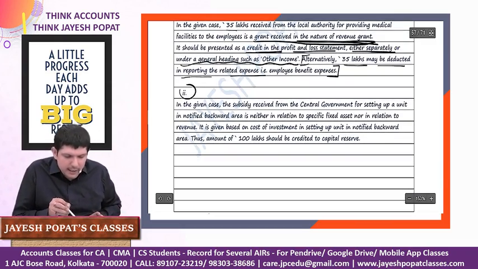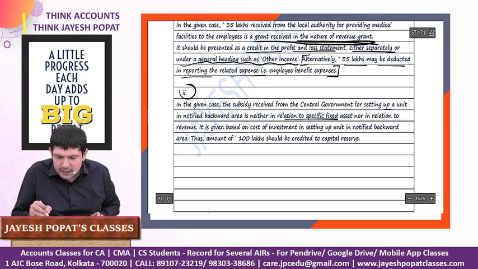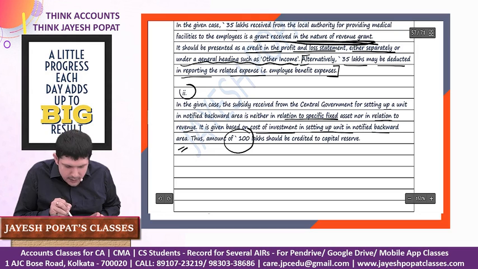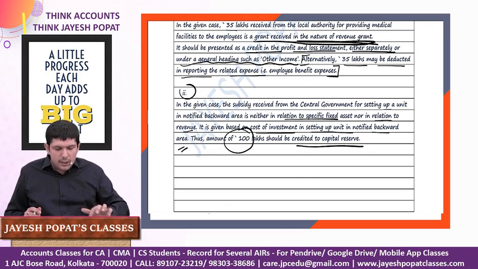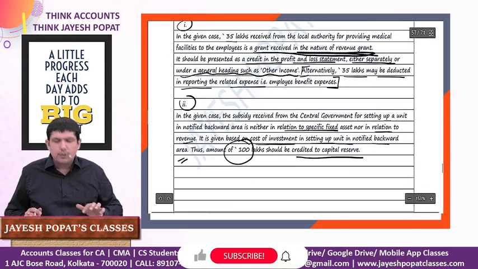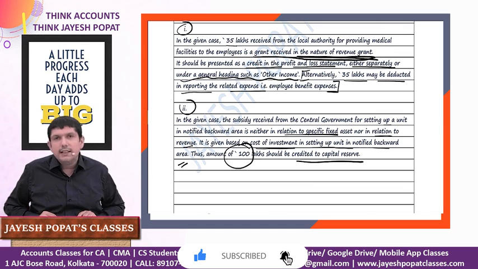Second, in the given case, the subsidy received from the central government for setting up a unit in a backward area is neither in relation to specific fixed assets nor in relation to revenue. It is given based on the cost of investment in setting up the unit in a notified backward area. Thus, rupees 100 lakh should be credited to capital reserve, because it is a grant in the nature of promoter's contribution. So by this we are done with our revision on Accounting Standard 12.